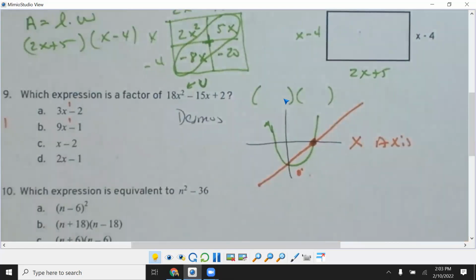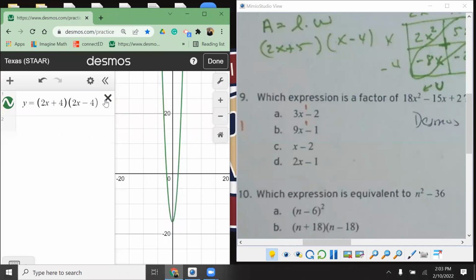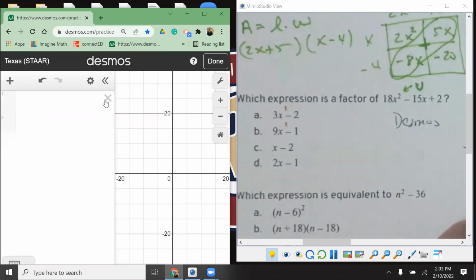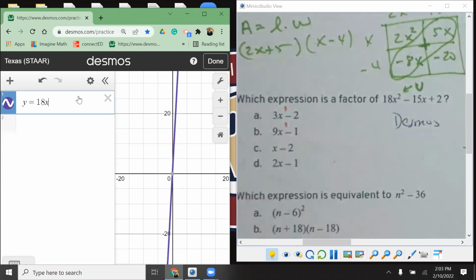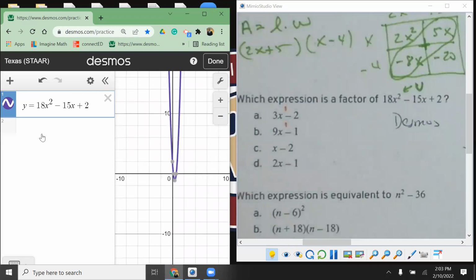I'm going to go back to my Desmos. I'm going to minimize my screen here and get it pulled up. Hit the X for both of them. I'm going to put this in first, right there. So there's my parabola, and I'll fix it when I get closer. Now I'm going to start putting these in. I'll put the first one in. Remember, we're hitting Y, and we're just typing 3x minus 2.